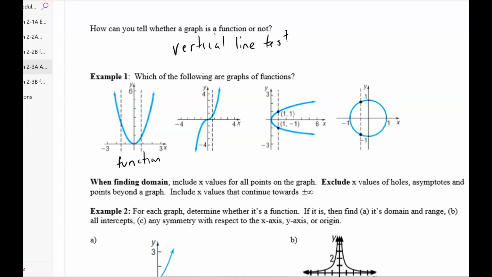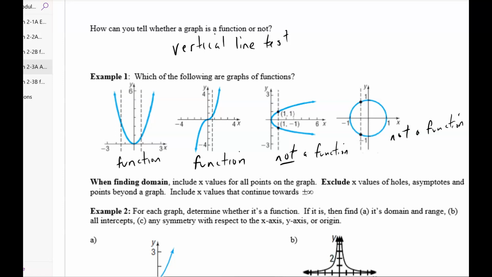We'll pause it and let you guys do the other 3, and then I'll have the answers there. So pause your video. Okay, so the first 2 are functions. They pass the vertical line test because there's no vertical line that will cross more than one point. The second two are not functions because there's at least one, and there are many, vertical lines that do cross more than one point.